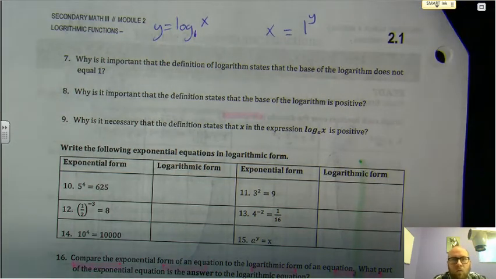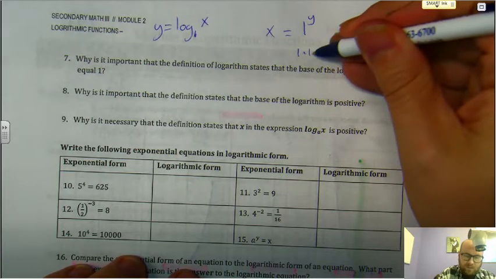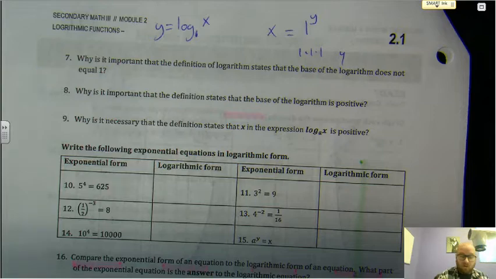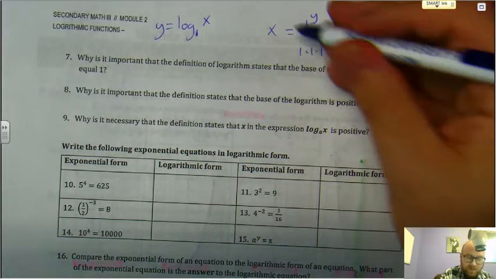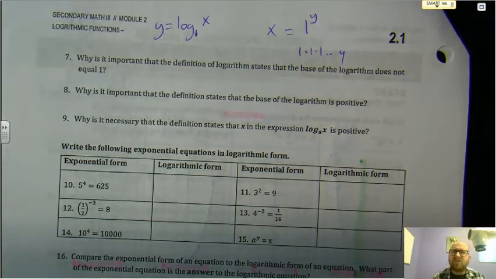Now, 1 to any power is 1, right? 1 times 1, however many times, 1 times 1 times 1, y times is always going to be 1. So x and y would always be 1. So if the base is 1, everything's 1, okay? So that's not really a useful function for us. We know 1 is 1, and there's nothing that changes, so why bother with that?